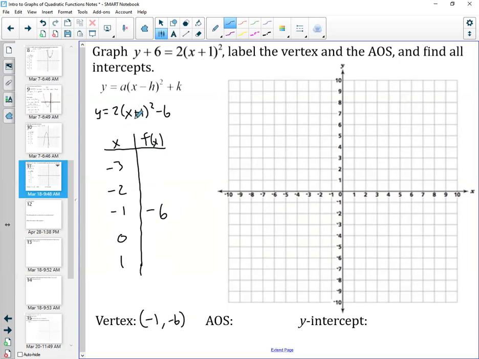I'll put a 0 in first. That's a pretty easy number. 0 plus 1 is 1. Squared is 1, times 2 is 2, minus 6 is -4. And then I put a 1 in. That's 2 squared, which is 4. Times 2 is 8, minus 6 is 2. We'll match those two. -1, -6; 0, -4; 1, 2; -2, -4; -3, 2.